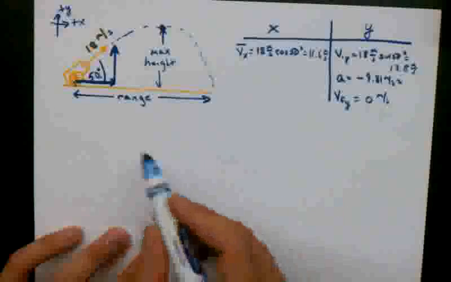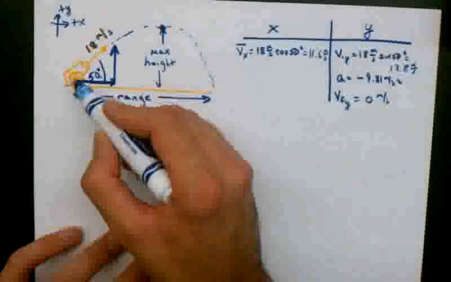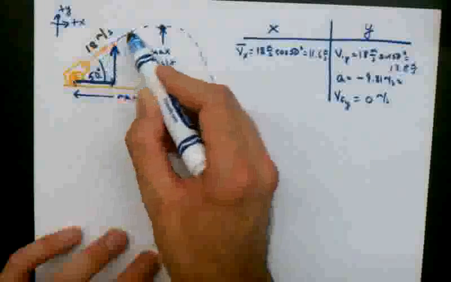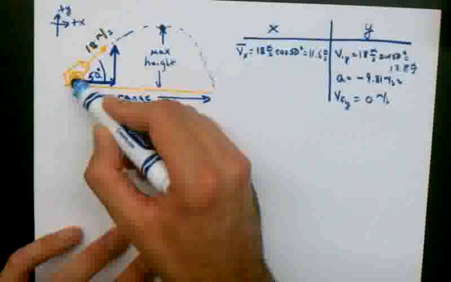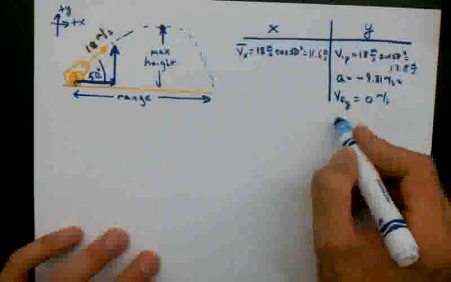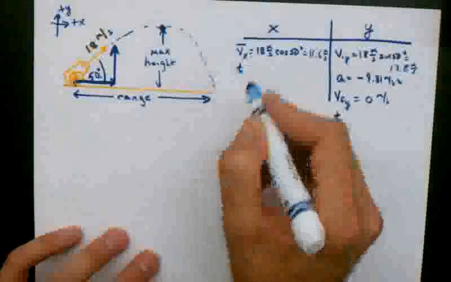And so if I wanted to find something for the whole problem, I'll have to double it from the first half. So for example, the time it takes to go from the cannon to up here is half the time it takes to go from the cannon up to here and back down to the ground. So if I wanted to find time, we'll do that first.